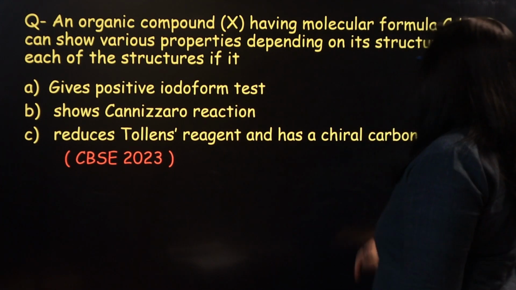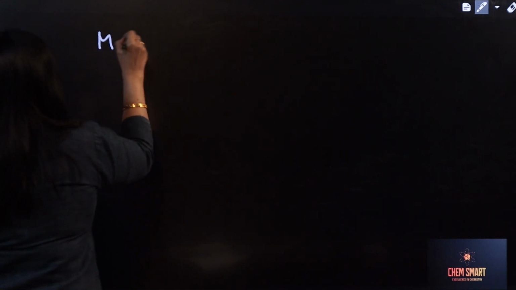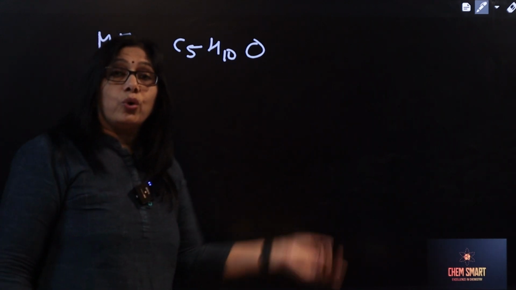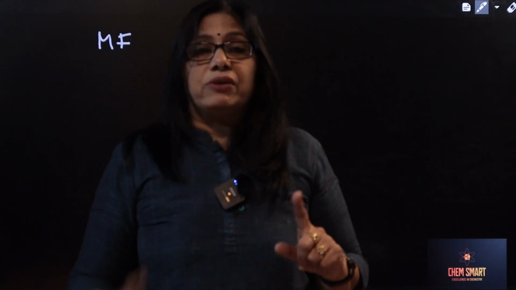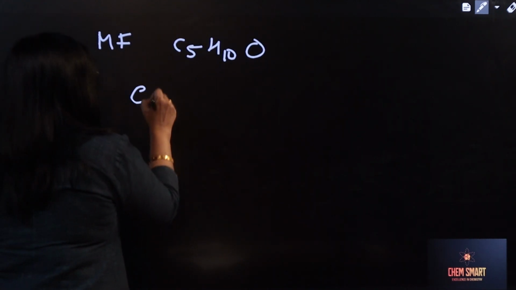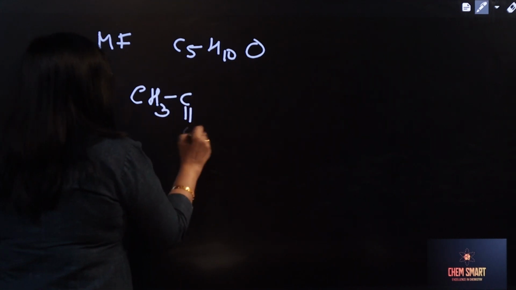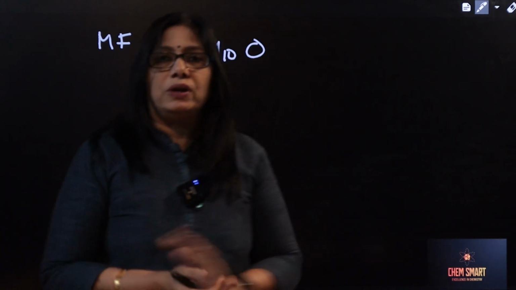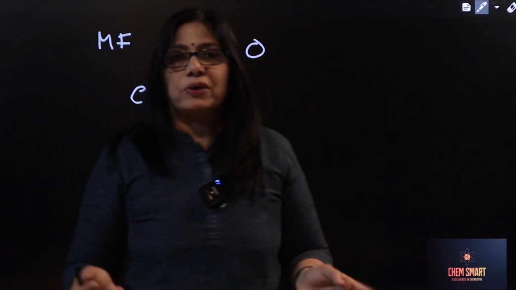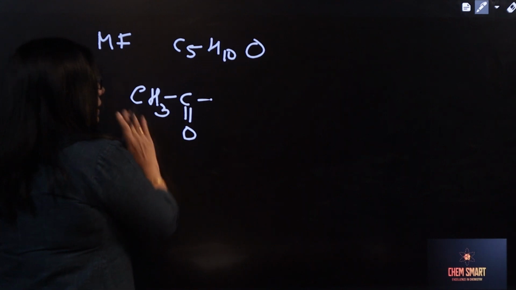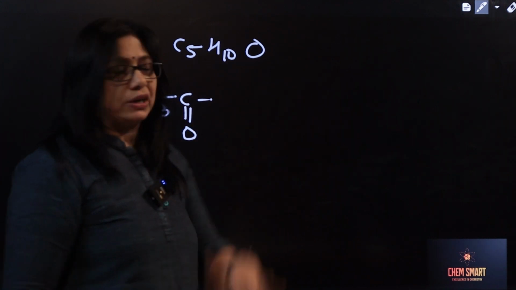Part A gives a positive iodoform test. You know the molecular formula given to you is C5H10O, and you also know that it gives a positive iodoform test. Positive iodoform test means what? The presence of a methyl ketonic group is compulsory, or that group should be produced during the course of the reaction. Then only it can show a positive iodoform test, right? So this is fixed because the clue given to you is positive iodoform test.